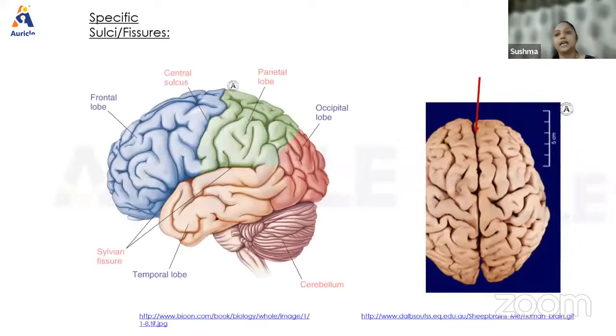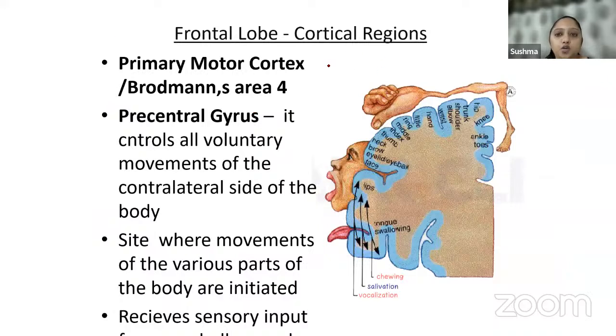Let's come to the cortical areas, which is where it gets interesting. I always keep mentioning, guys, what is my reference line? It is the central sulcus. The one that is next to that is my frontal lobe. The one that is behind that is the parietal lobe. Behind the parietal lobe, I have the occipital lobe. And inferior to the sylvian fissure, which is called the lateral sulcus, I have the temporal lobe. Now, in the frontal lobe, what are the different cortical regions?